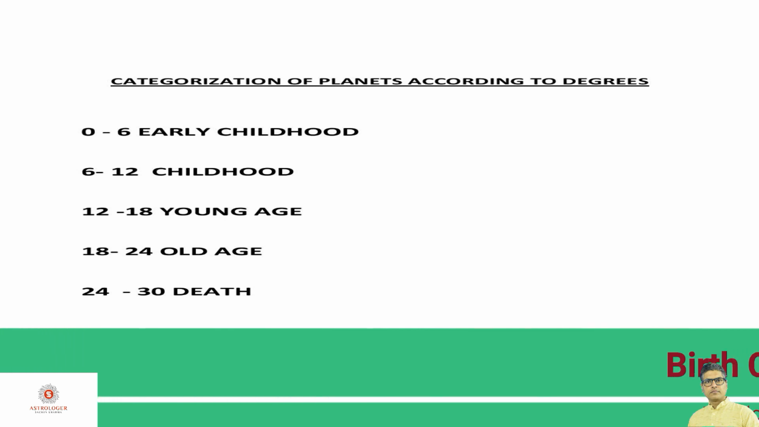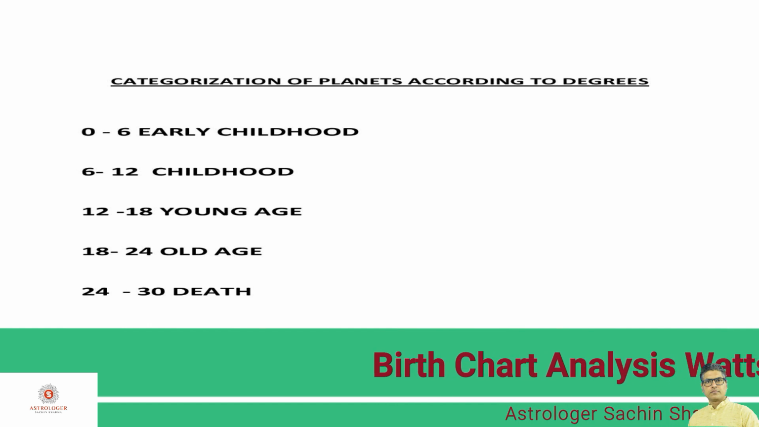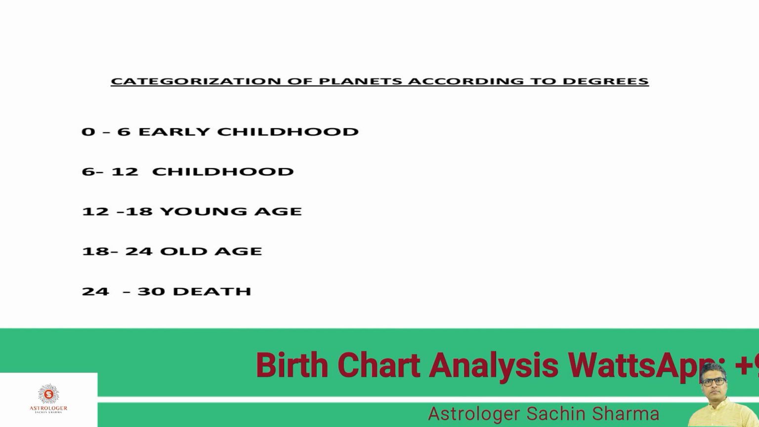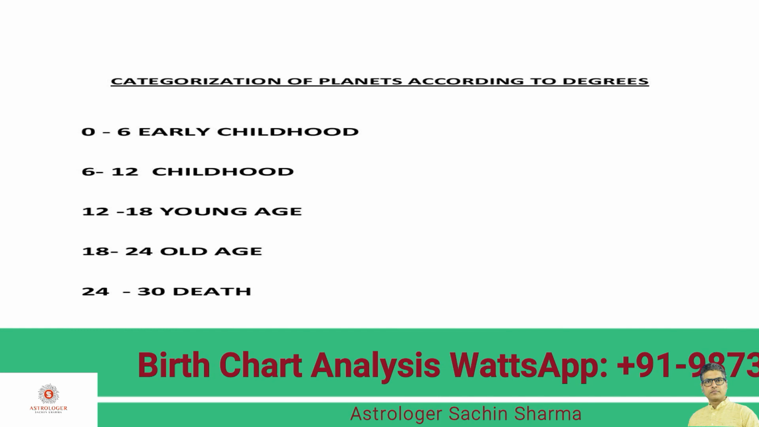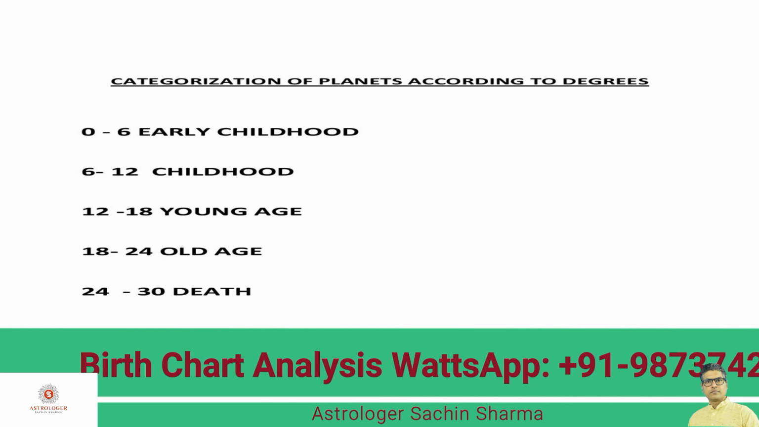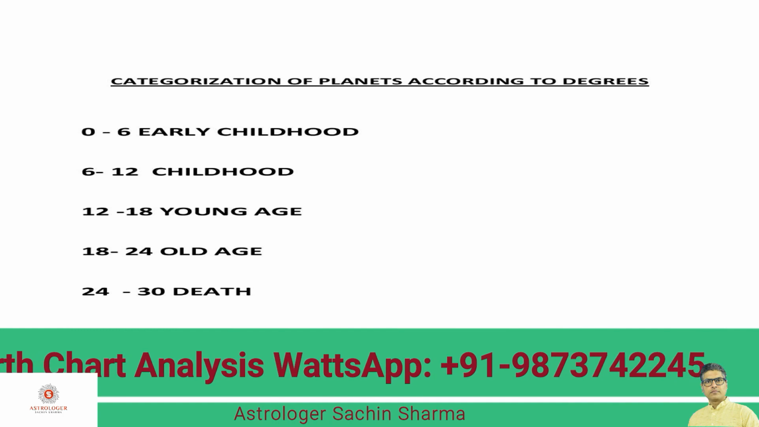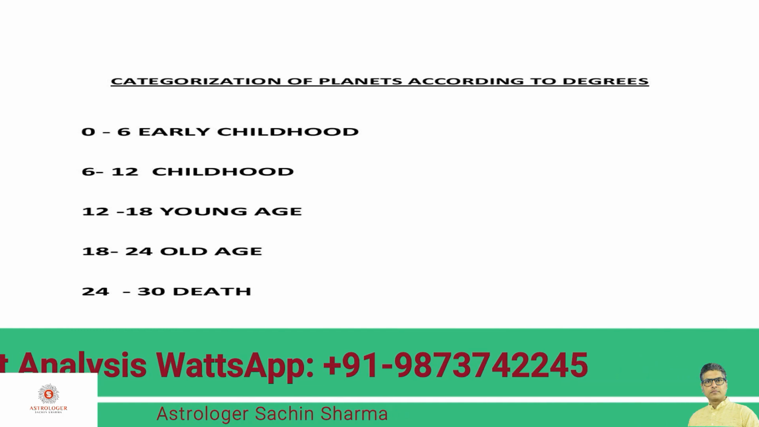If you find the degree of a planet from 18 to 24 degrees, that means that particular planet is in the old stage. This is again a weak position of planets. If benefic planets are weak, then they won't give you that good results. And if malefic planets are having such a degree, then they won't be able to give that negative results.